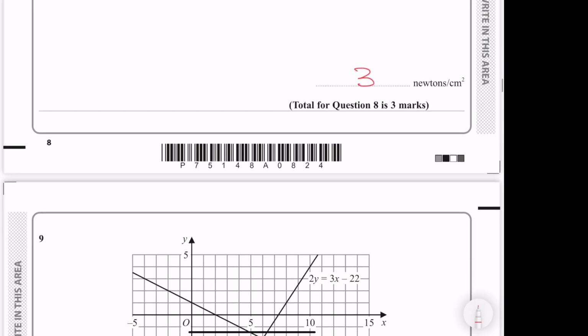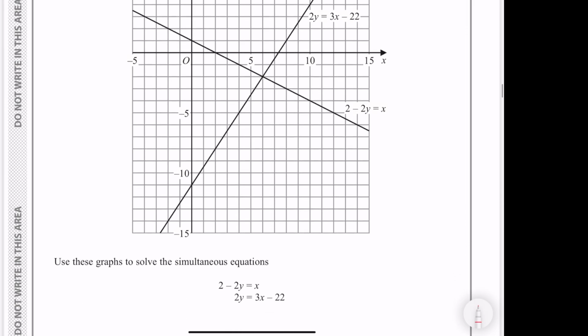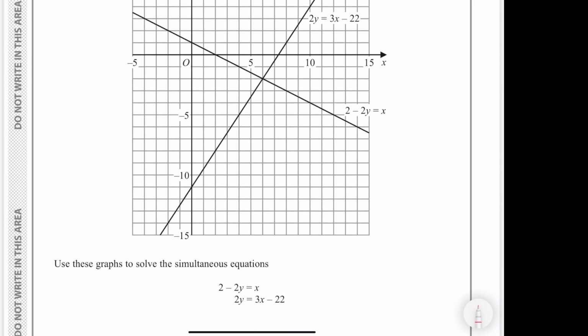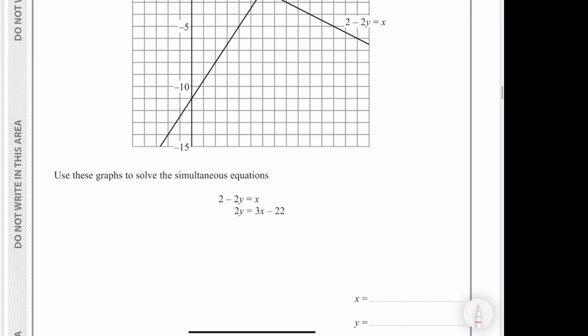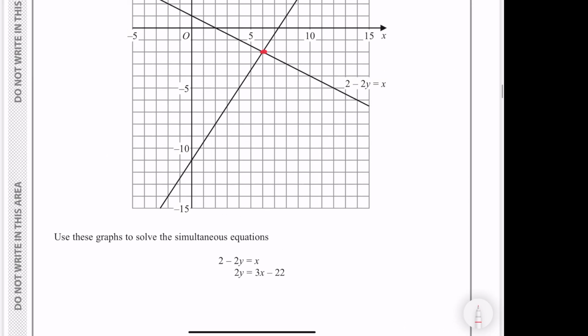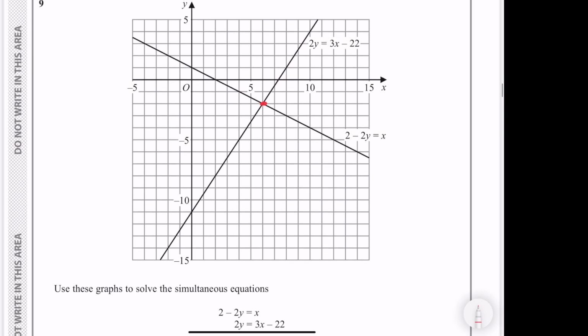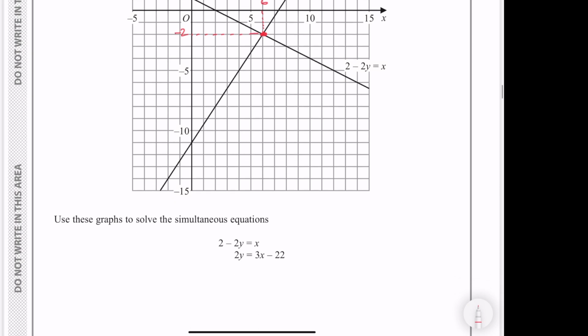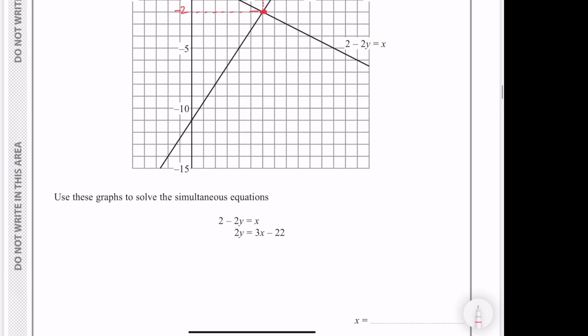Right, question number 9. Use this graph to solve the simultaneous equations. So to solve this simultaneous equation, you just have to find the point where the two lines meet. It's very simple. Sometimes it's 1 mark, sometimes it's 2 marks. You just have to find the coordinate of the point where the two lines meet. So this is 6 and this is minus 2. So x equals 6, y equals minus 2.